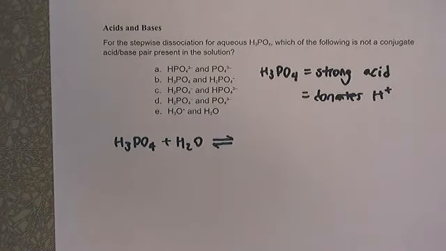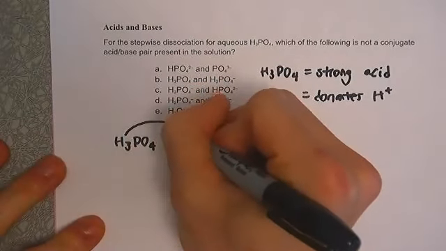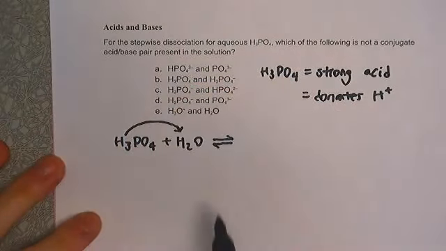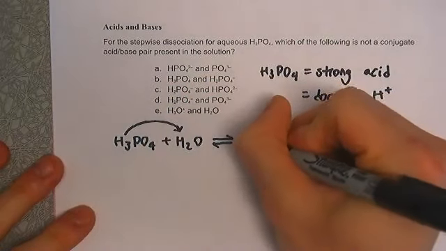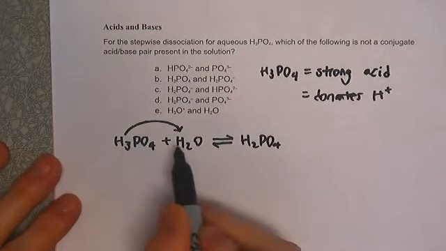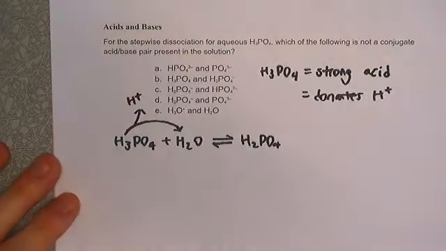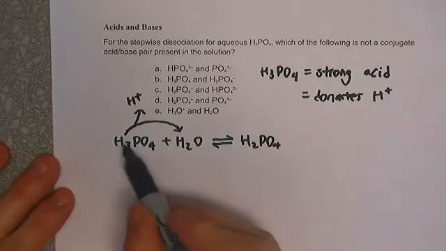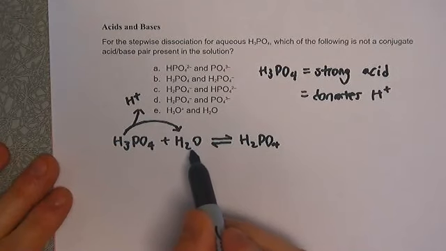The H3PO4 is a strong acid. It's going to donate an H+. So this H donates one of its protons to water. What happens to this molecule? We lost an H. It's going to be H2PO4 now, right? We went from H3 and we lost an H+. I'm going to fill it in. H+ is gone. So it goes and donates that to H2O.